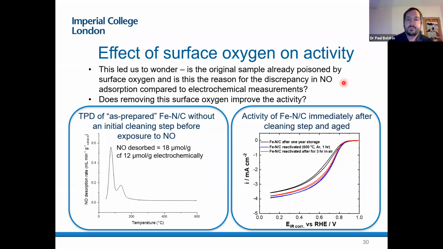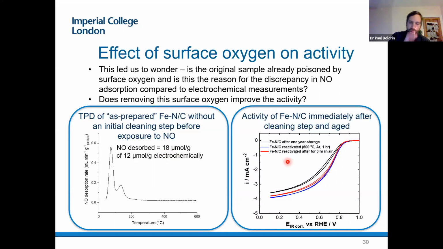And so when we thought this might explain the discrepancy, the reason why less nitric oxide is binding in the electrochemical measurements compared to the TPD is because in the TPD we heat it up to 600 degrees before we do the experiment. So we thought we were doing that to get rid of all the water and anything else that had built up on the surface, but it turns out that maybe what we were doing is getting rid of all this oxygen that was poisoning the surface. And so when we do it without this 600 degrees cleaning step at the start, then the amount is much more similar. So we measured 18 micromoles per gram, whereas before it was over 200 micromoles per gram.